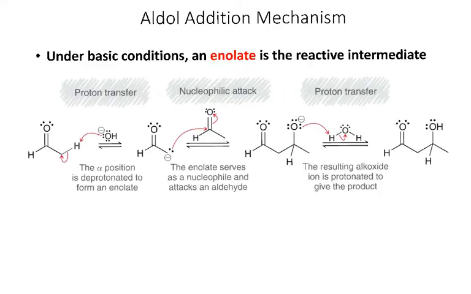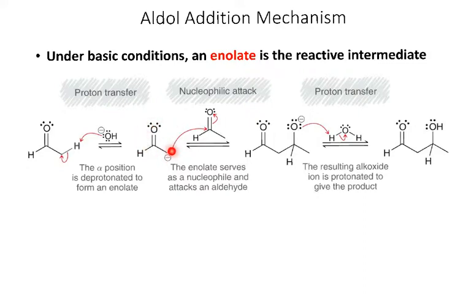Okay, so let's take a look at the mechanism for these aldol addition reactions. We're in basic conditions, so the enolate is going to be the reactive intermediate. So the first step is to create that intermediate. We start with a proton transfer, where we're pulling off one of the alpha hydrogens. Right now, this enolate is resonance stabilized, so we also have the resonance structure with the negative charge on the oxygen, but we're interested in carbon attacks, so that's why we're showing this particular resonance structure.